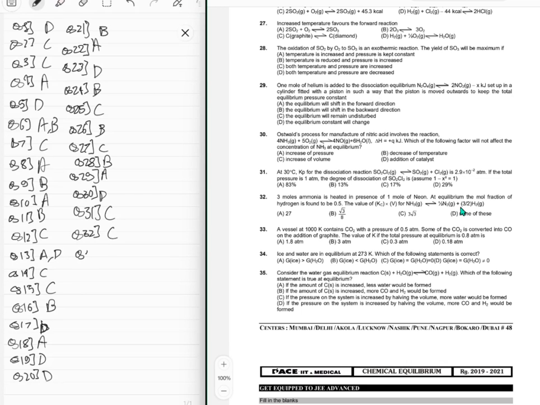Question number 33. A vessel at some temperature contains CO2 at pressure 0.5 atmosphere. Some of the CO2 is converted to CO on addition of graphite. The value of K if the total pressure at equilibrium is 0.8. So I think K is just for equilibrium, right? Total pressure at equilibrium is 0.8. Initially pressure was 0.5, and it's a vessel, that means volume is constant. So number of moles is proportional to pressure.